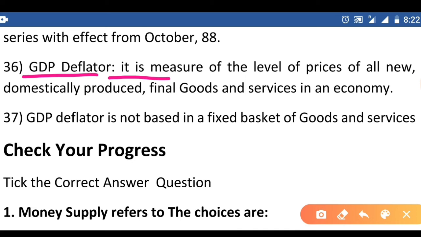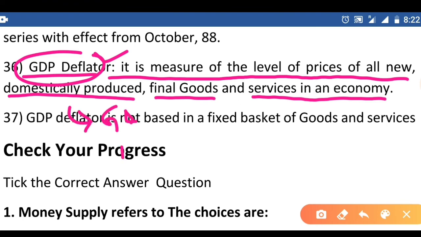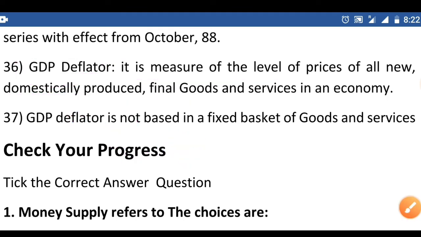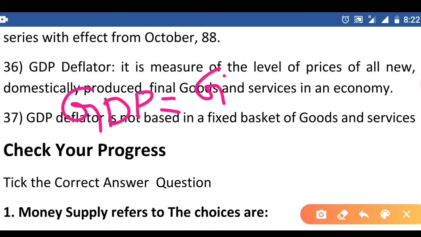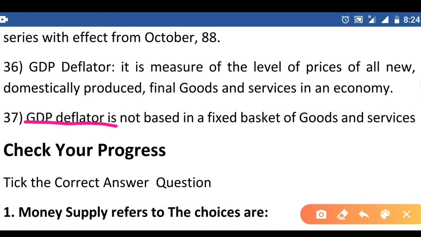GDP deflator, it is a measure of the level of prices of all new domestically produced final goods and services in an economy. So GDP deflator is nothing but the price levels of the goods and services which are produced domestically, that is nothing but in India. So normally GDP deflator formula equals to GDP at current prices divided by GDP at base price. GDP deflator is mainly used for calculation of inflation. GDP deflator is not based on a fixed basket of goods and services.